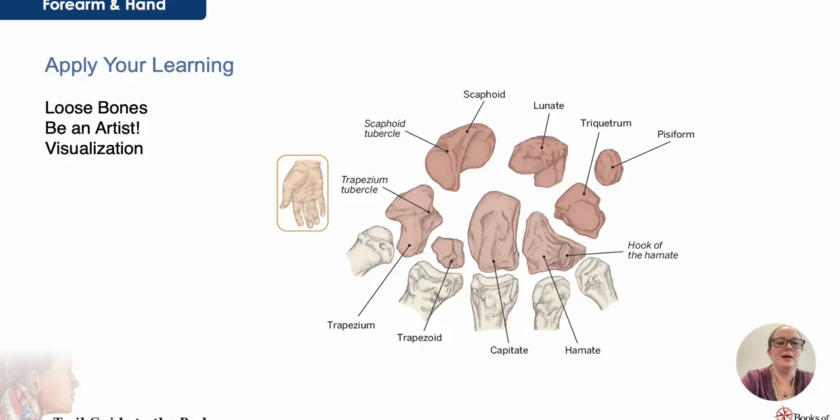Right. Apply your learning. So we're not going to really apply the learning, but if I were to separate the bones, these are the shapes if you're looking at it in anatomical position. And you'll also notice that certain carpals articulate with certain phalanges. Or metacarpals, I guess. They're not phalanges yet. Beginning of the phalanges. The hook of the hamate. Hook.